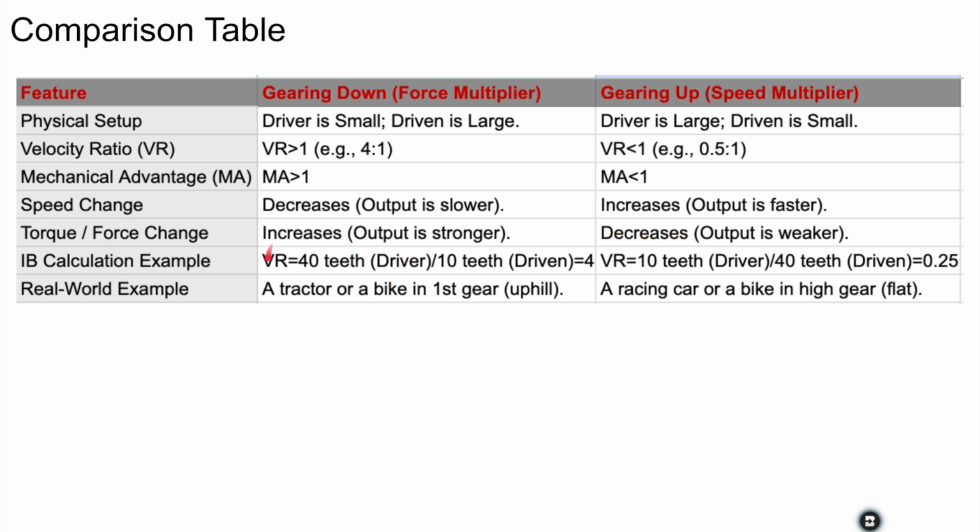An example of this would be, for instance, the velocity ratio of a 40-tooth gear over a 10-tooth gear. You're going to get a velocity ratio of 4, and a velocity ratio of a 10-tooth gear over a 40-tooth gear will be 0.25. Real world examples of this could be a tractor or a bike going up a hill in first gear, whereas a race car or a bike in high gear on flat, you would want to use the gearing up.